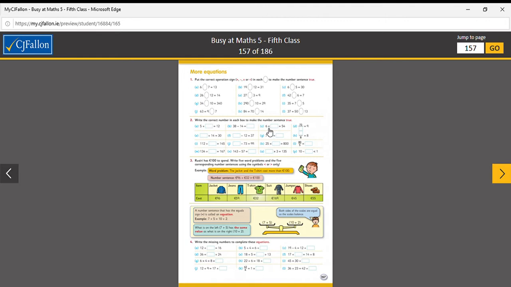Similarly here on C, 6 times some number or other makes 54. What number do I multiply 6 by to get 54? Or I can work backwards. I can go 54 and divide it by 6 and see what number fits. If you're saying 9, you are correct.